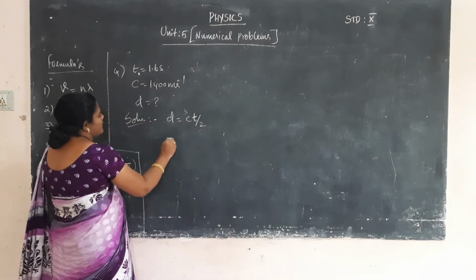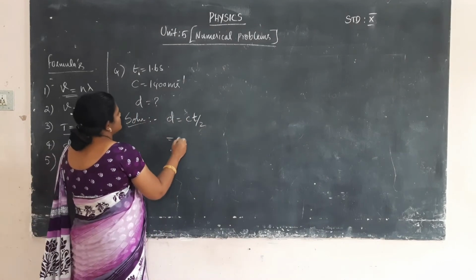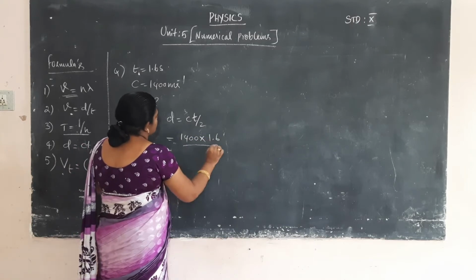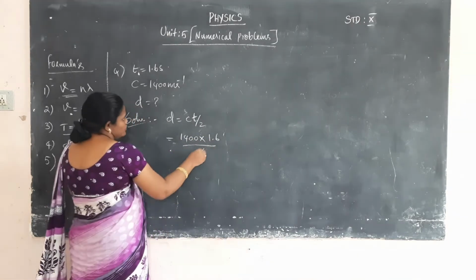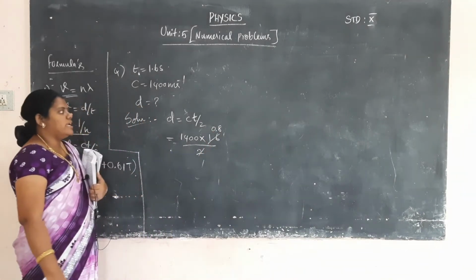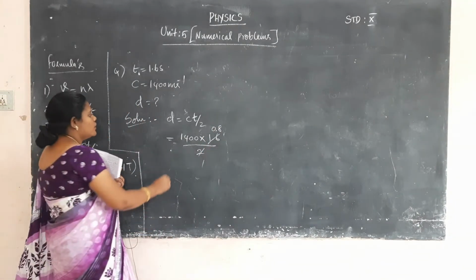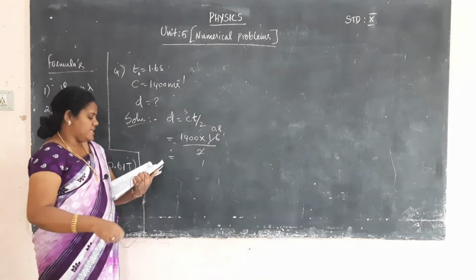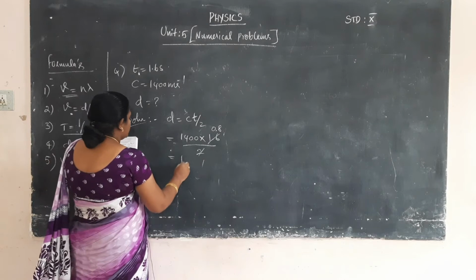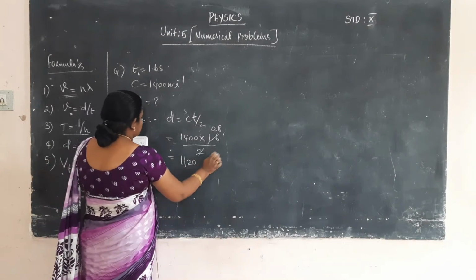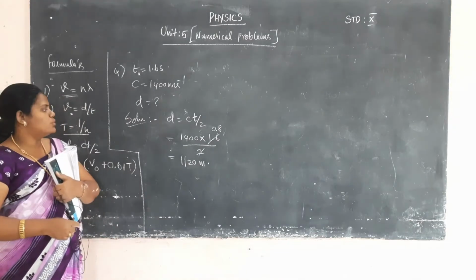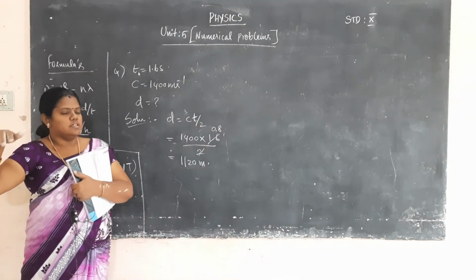So substitute the C value and T value. C value is 1400, T is 1.6 by 2. So 1 2s are 2 and 0.8 2s are 1.6. So 1400 into 0.8, that is 1120 meter. So the height of the sea.